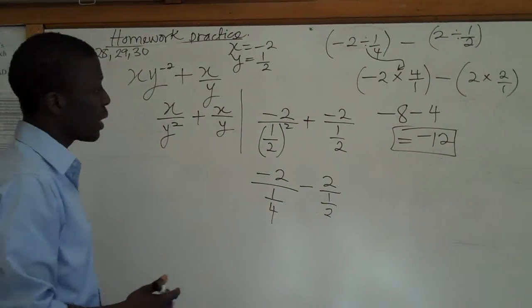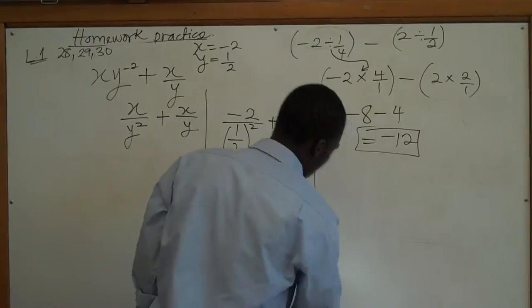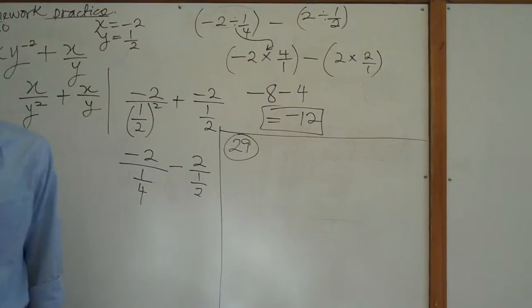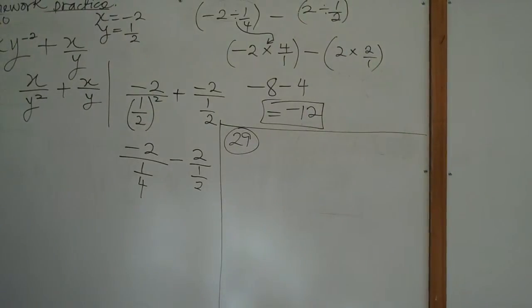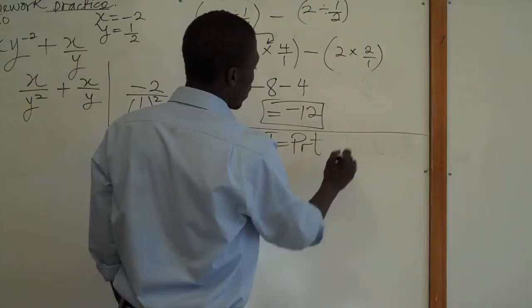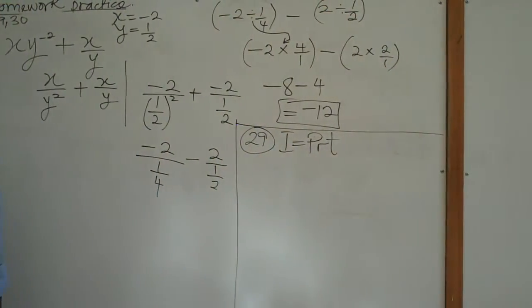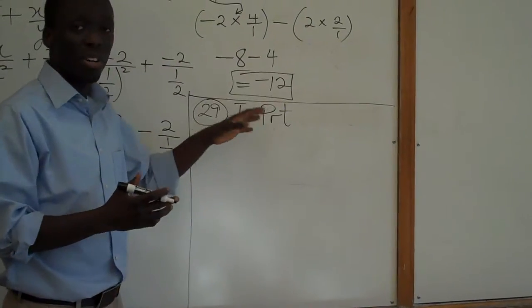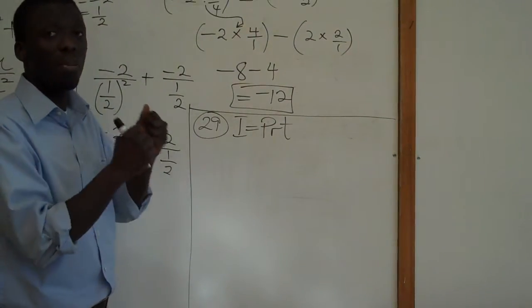Number 29, let me quickly do that right here, is asking you to make something the subject of the formula. What they gave you is I is equal to PRT. And so if I is equal to PRT, and they ask you to solve for R, you need to remember again, what you need to do is to get rid of everything except R. You want R by itself.